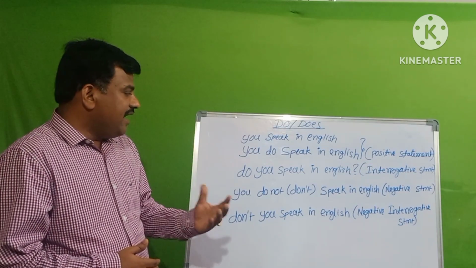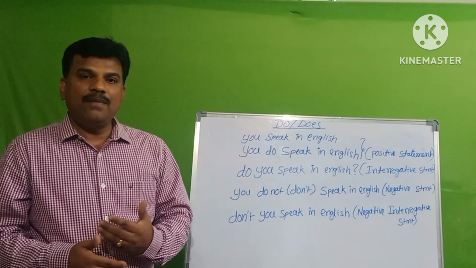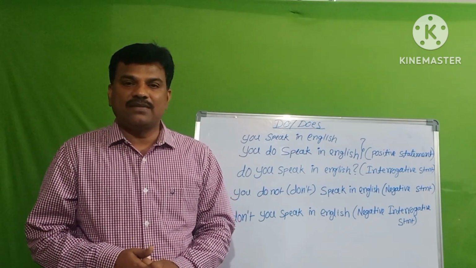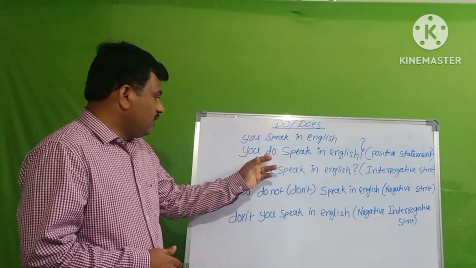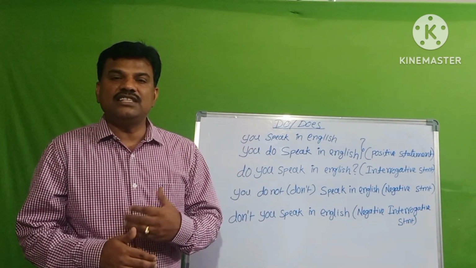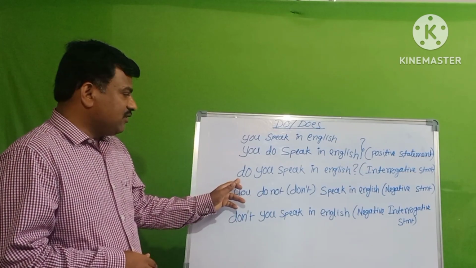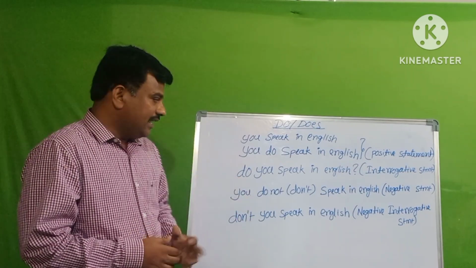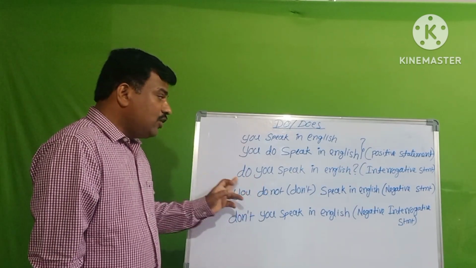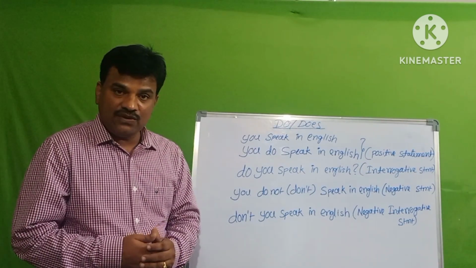If you keep the helping verb before the subject, then it becomes an interrogative statement. See, do you speak in English? That is called an interrogative statement. That means the sentence which is in the form of a question is called an interrogative statement. In the same interrogative statement, you can use WH words also, like why do you speak in English? Whom do you speak in English? Where do you speak in English? Like that, we can use the WH words in front of the interrogative statement.